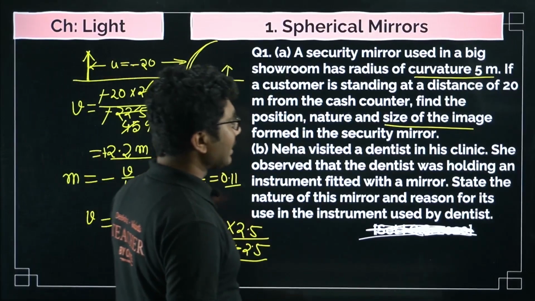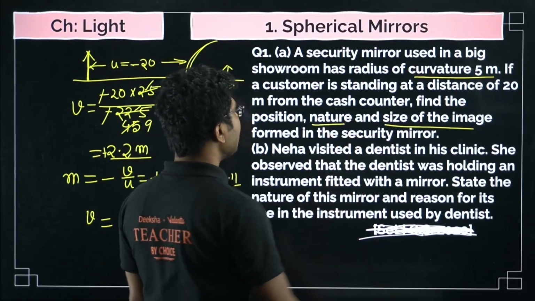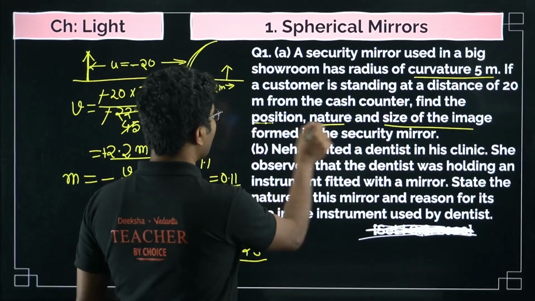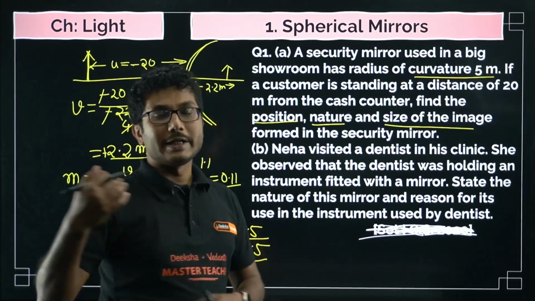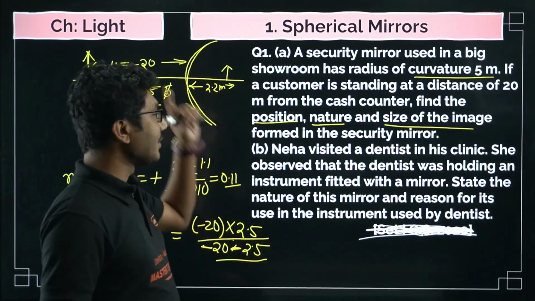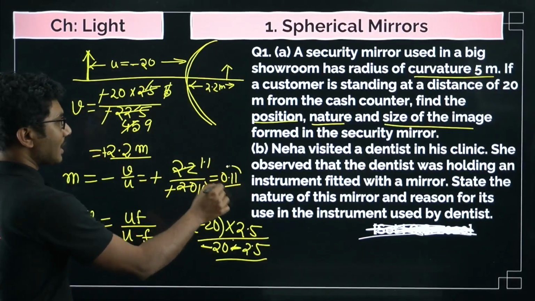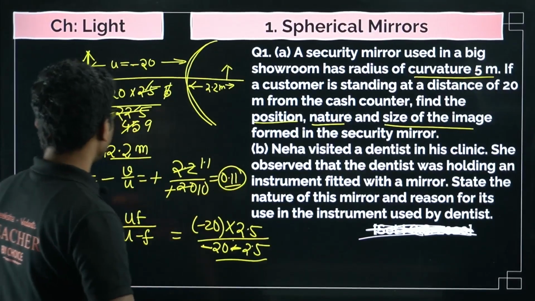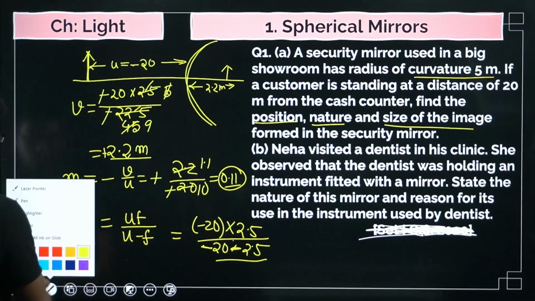And what is the nature? Nature, it's a virtual image. Position is 2.2 meters, and also it is an erect image. Obviously, as we can see, the magnification is plus, that means it's an erect image. Okay, so I hope that clears all of your doubts.